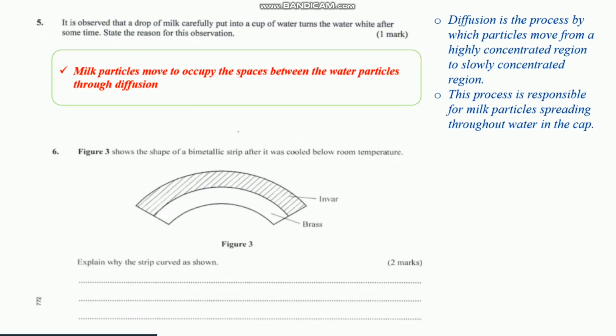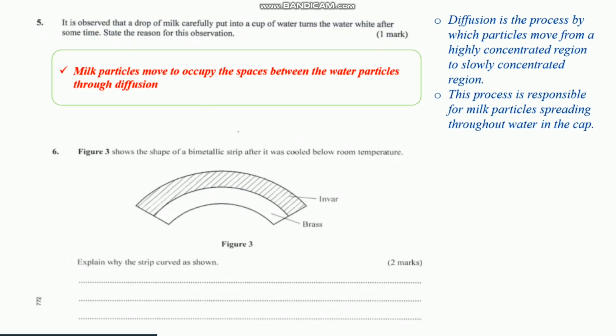Question 6 reads: Figure 3 shows the sample of a bimetallic strip after it was cooled below room temperature. So you have a bimetallic strip. This one comes from linear expansion, Form 1 work, and we have two types of substances, invar and brass. These substances are combined together, and you can see brass has a shorter length than invar. So this is after cooling. Explain why the strip curved as shown.